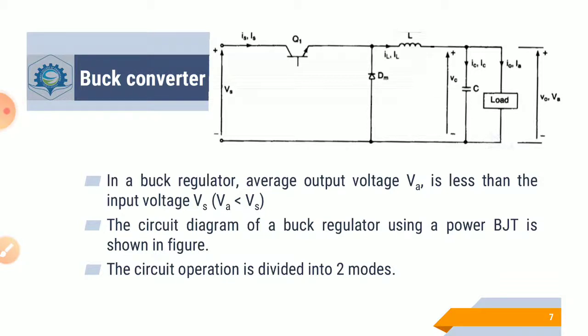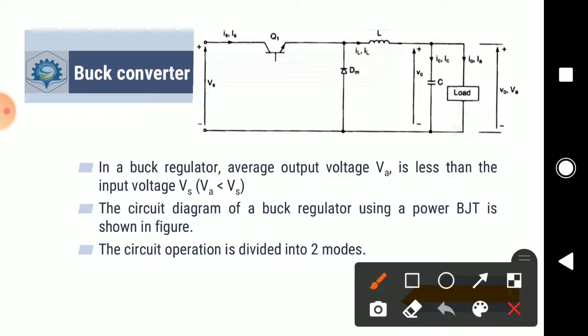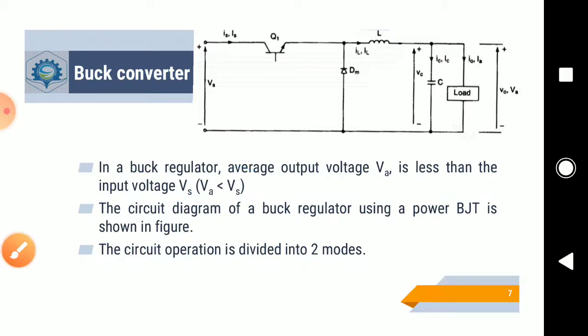We had already studied what switched mode regulators are, and in this video we are going to study the buck converter. Now, the buck converter is a DC to DC converter, and it gives us an output DC voltage which is less than the input voltage, and the input voltage is also a DC value. You can see over here it has been mentioned that the average output voltage is less than the input voltage, or you can say VA is less than VS.